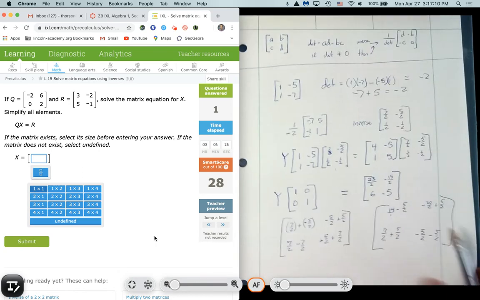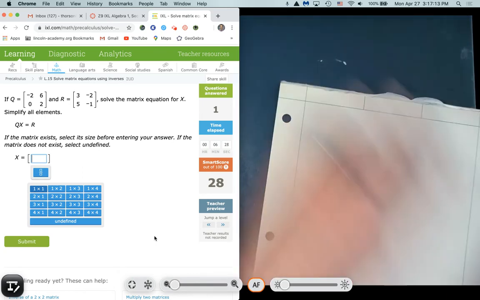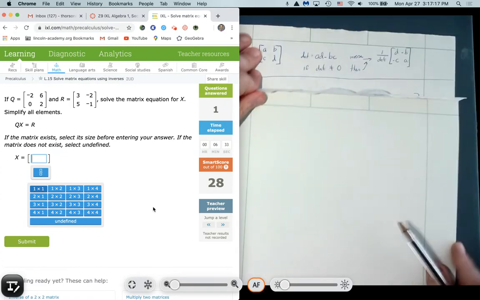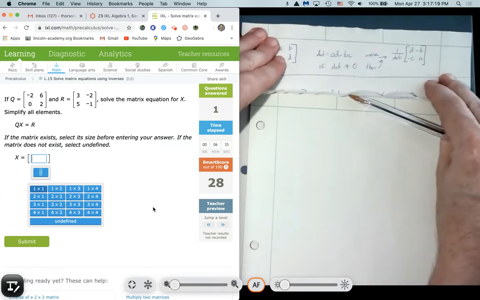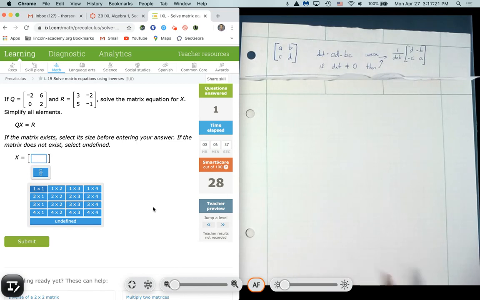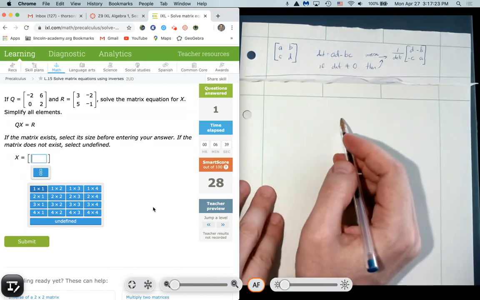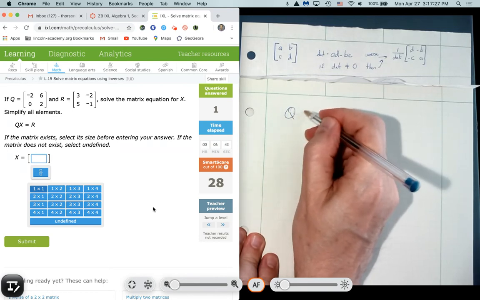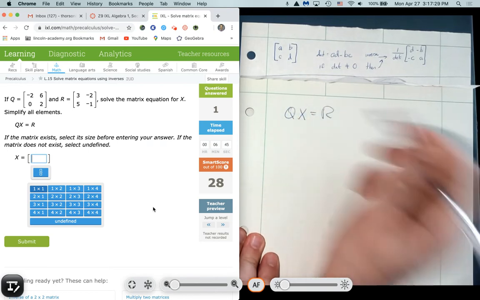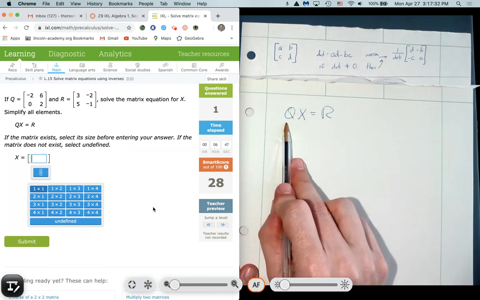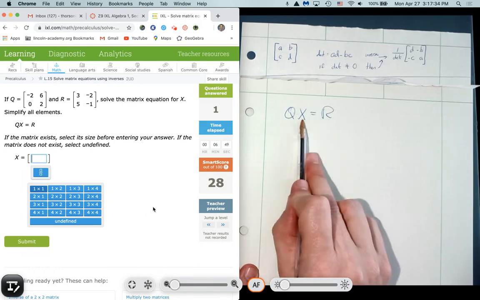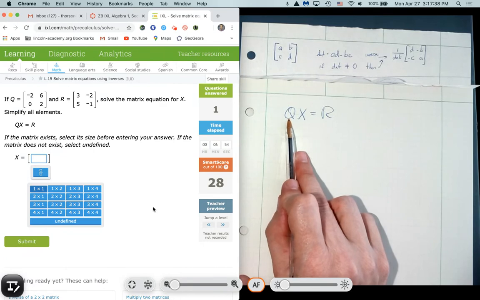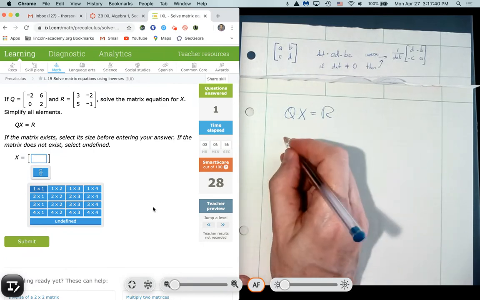So let's do one more. So you have one more example of us doing this. Again, I'm going to keep these notes right here at the top so you can see the matrix. So I have, first of all, Q times X equals R. I know the Q and I know the R, I'm looking for the X. So I need the inverse of the Q. So I'm going to write this Q down.